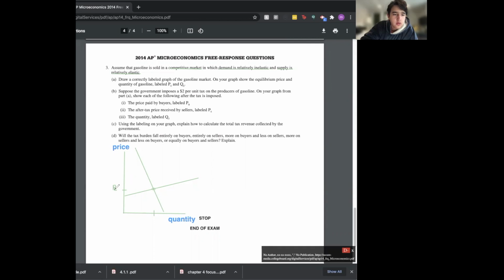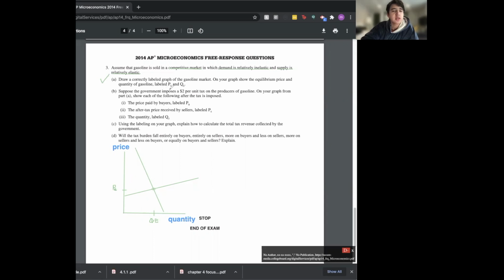PE and then QE. So we did question A. Let's move on to B.